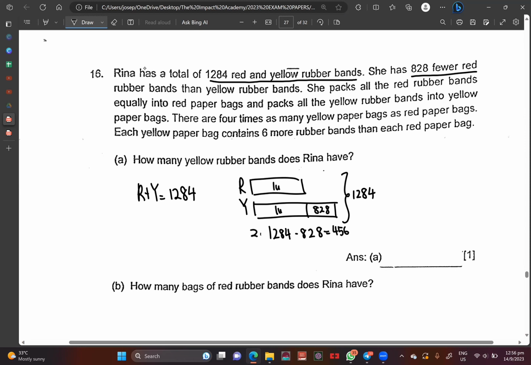And we know that this is for 2 units, right? So we are going to find 1 unit. So 1 unit will simply be 456 divided by 2, and we get 228. Now, the question says, how many yellow rubber bands does Rina have? So yellow itself will be 228 plus 828. And therefore, my answer for this question has to be 1056. So the first part is very, very simple.